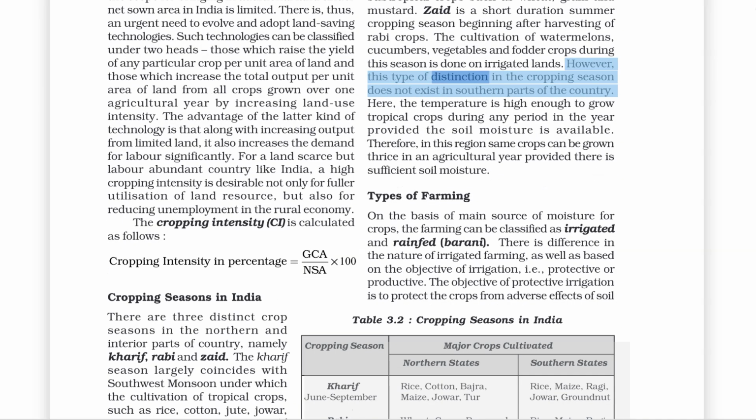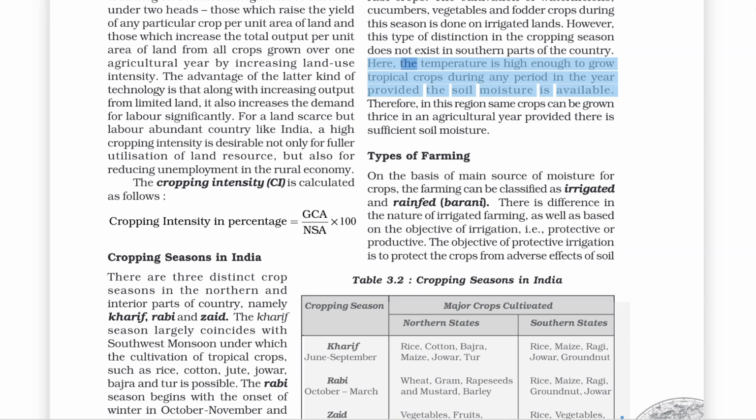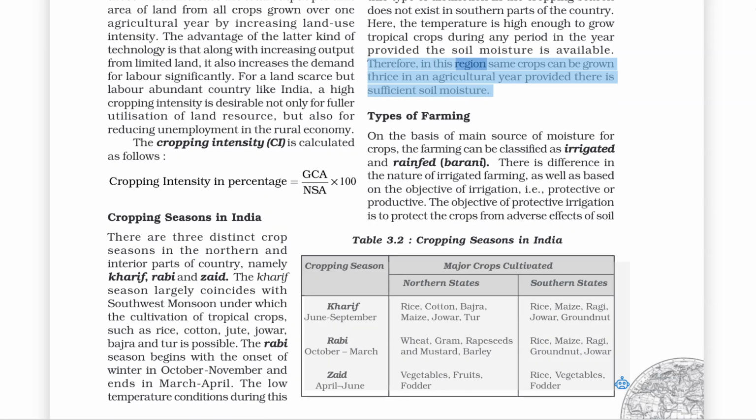However, this type of distinction in the cropping season does not exist in southern parts of the country. Here, the temperature is high enough to grow tropical crops during any period in the year provided the soil moisture is available. Therefore, in this region same crops can be grown thrice in an agricultural year provided there is sufficient soil moisture.